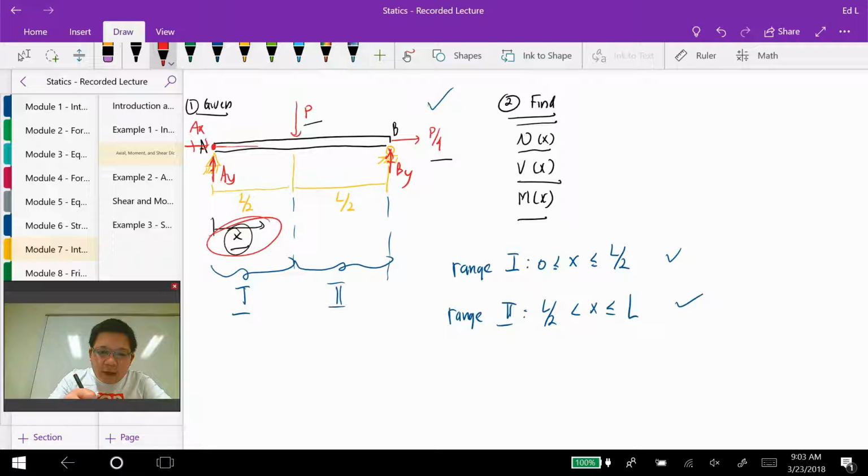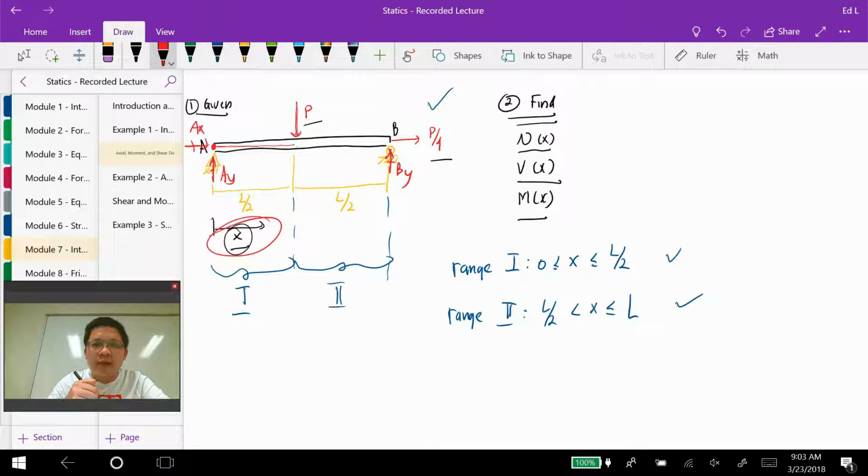From x equal to 0 to L over 2, there's nothing else applied on the beam, so everything stays constant. Then the discontinuity is introduced at x equal to L over 2 when we have a point load applied at that location, and that's the reason why in this case range 1 stops at x equal to L over 2.